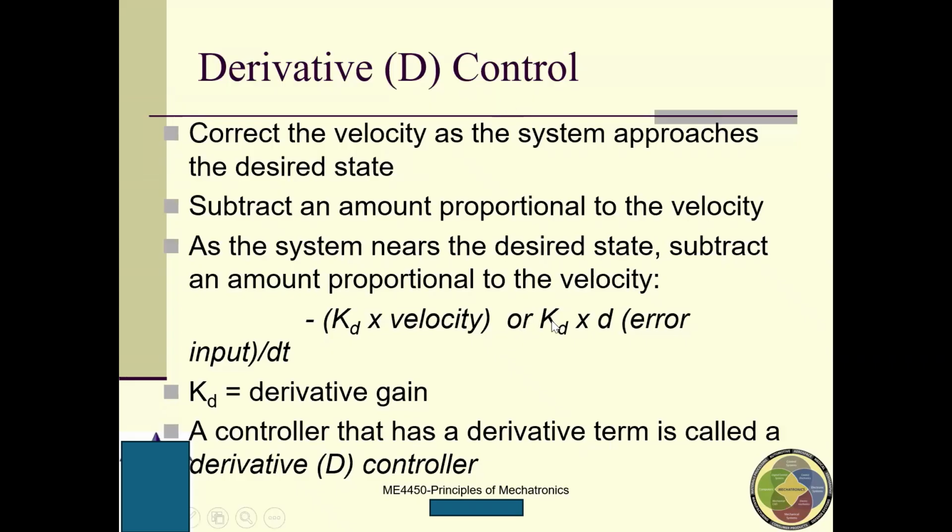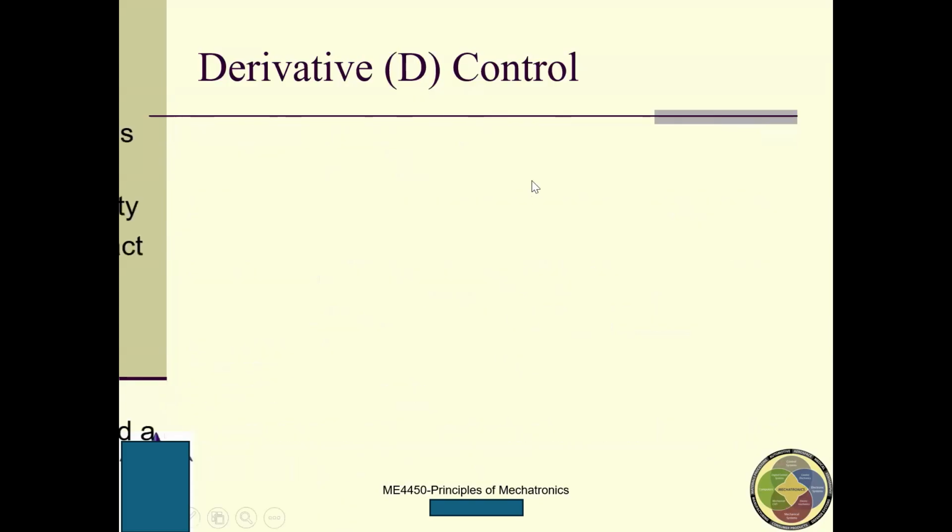We also have this derivative gain, a constant, multiplied by the velocity. The velocity is the derivative of the error input, and the error input is the distance, the error distance between the target and the missile. So this here is the derivative gain. So this is D control.